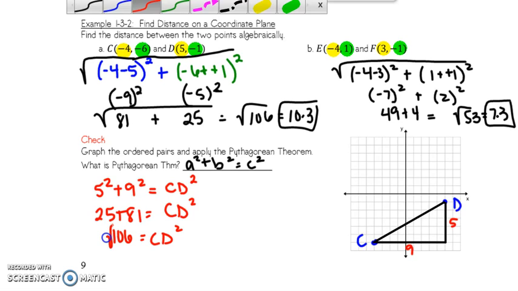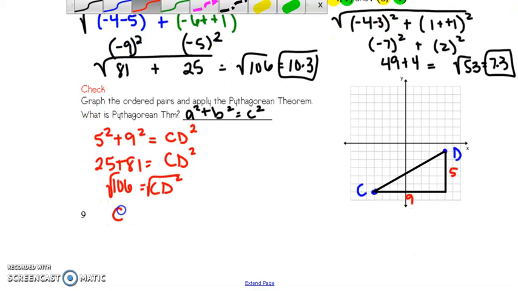When we take the square root, look at that: square root of 106, square root of 106. We added 81 and we added 25. That is exactly what we have here with the Pythagorean theorem. So CD is 10.3, just like what we got up here. So it's basically the Pythagorean theorem using the legs to help us find that hypotenuse.